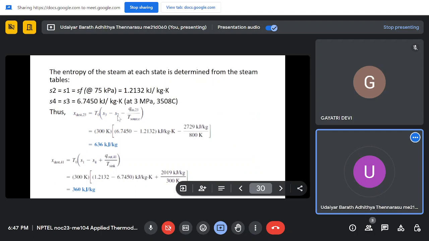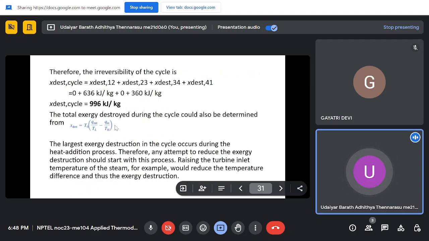If you see in this case, if you add this exergy destroyed 2, 3 and 4, S3 and S4 will cancel out, S2 and S1 will cancel out because both are same. So this will reduce to Q out by T sink minus Q in by T source, into T naught. So that's what we got here.